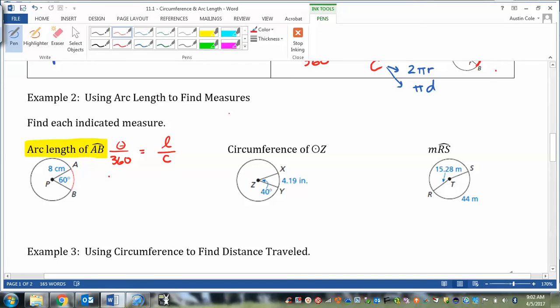So I'm going to put 60 over 360 equals the arc length. Well, that's what we're trying to find, so I'm going to keep an L there, over my circumference. Now, my circumference, I'm given the radius, so I'm going to say 2 times pi times my radius, which is 8.